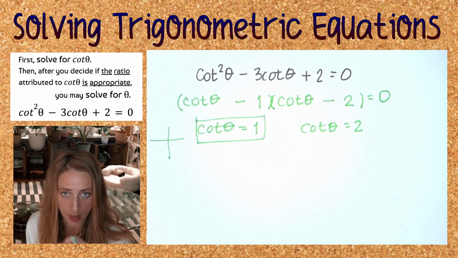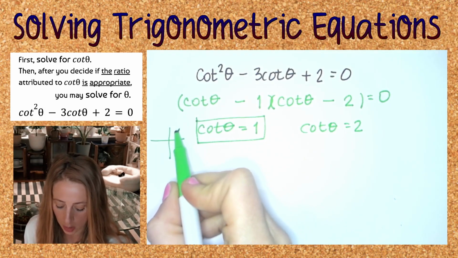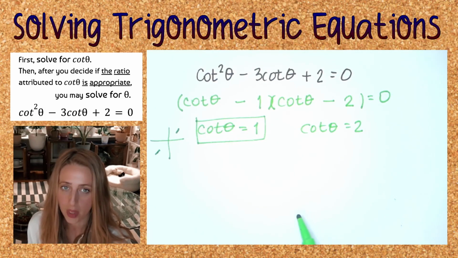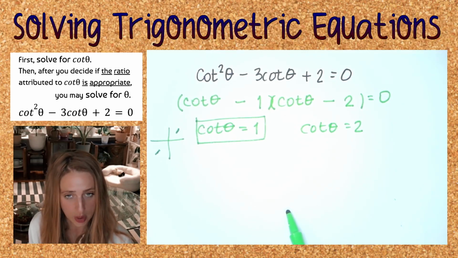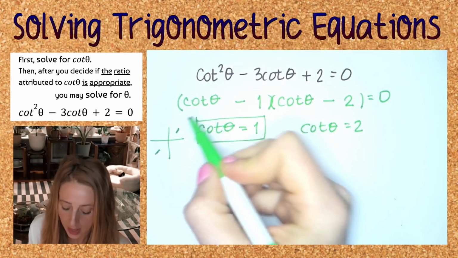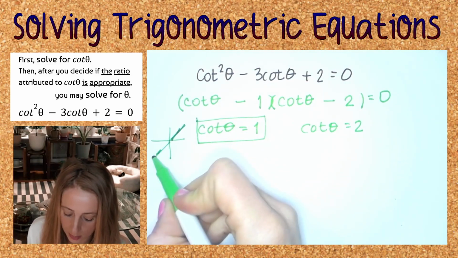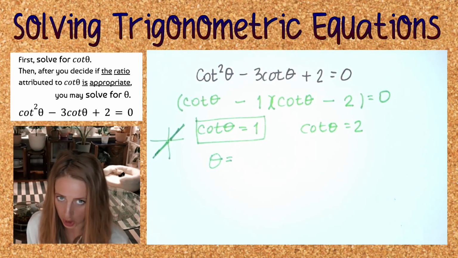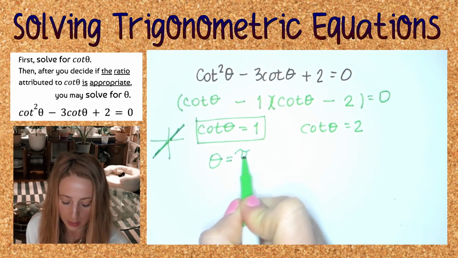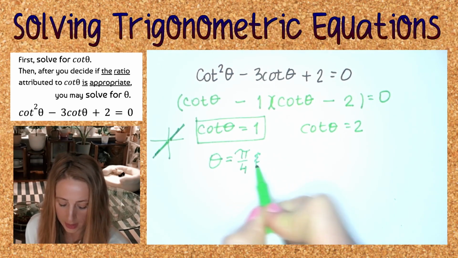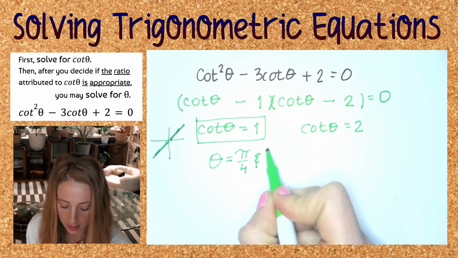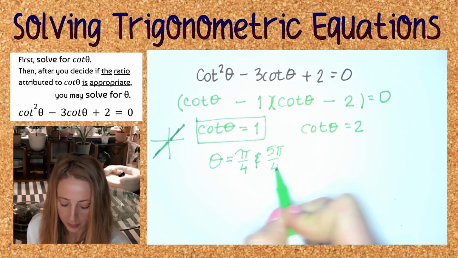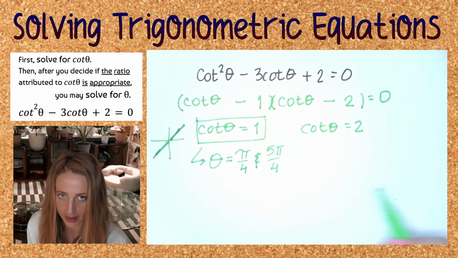If you're going the extra mile, cotangent and tangent are positive in quadrants 1 and 3. Cotangent and tangent actually both equal 1 in the same place, at the angle that is smack dab in the middle of quadrants 1 and 3. So if we're just looking between 0 and 2 pi, that will be at the angles pi over 4 and at 5 pi over 4. Okay, that corresponds to that.